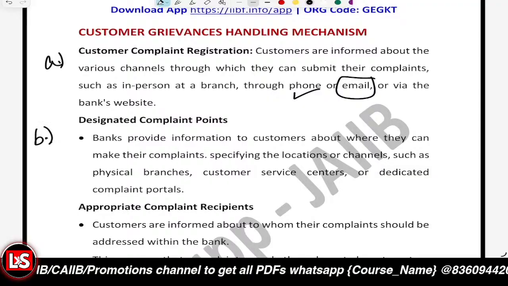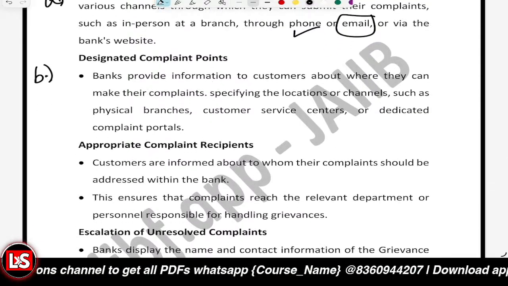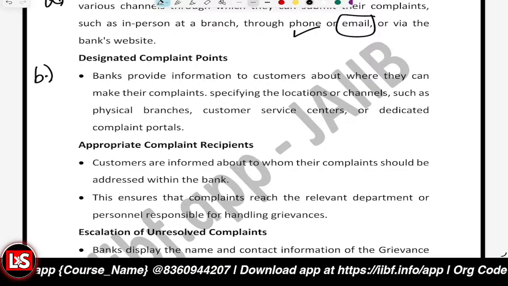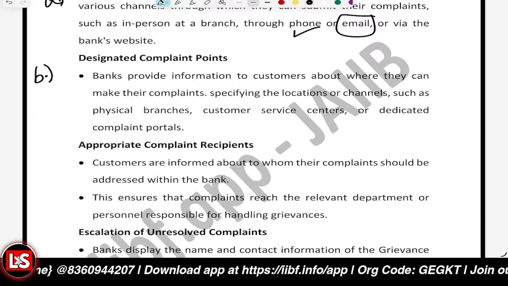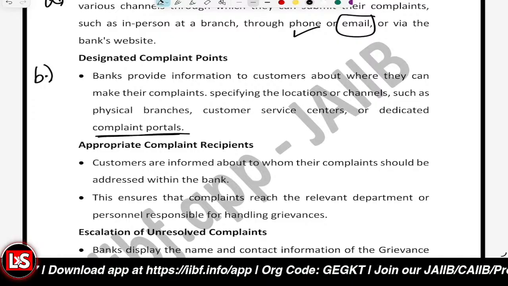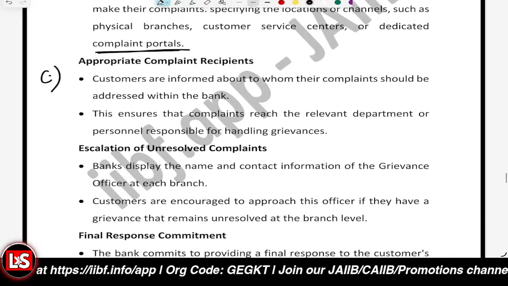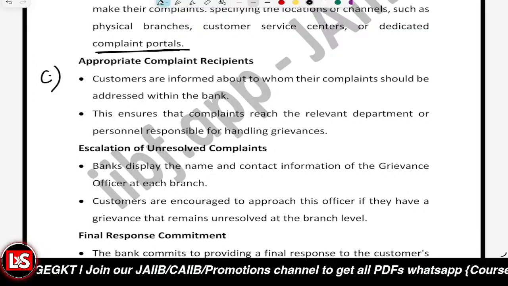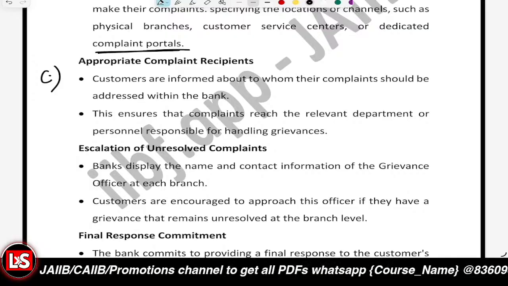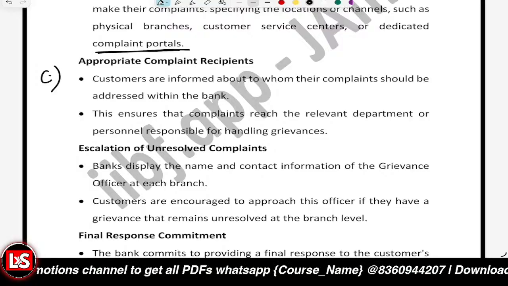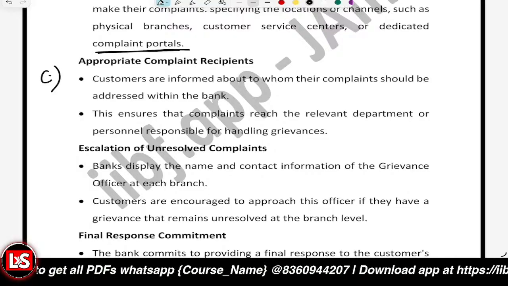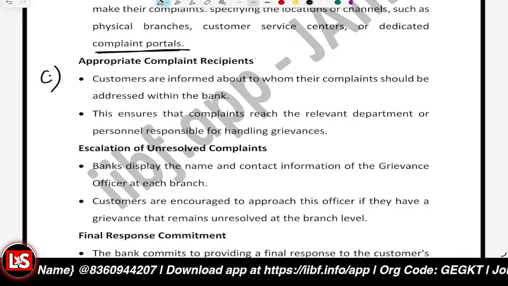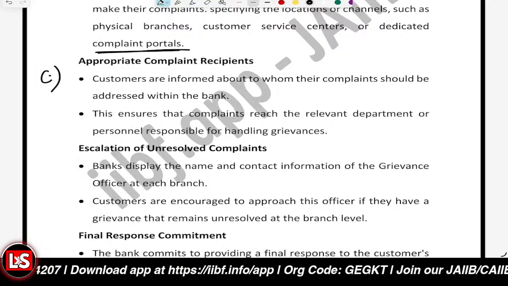The second thing is related to designated complaint points, where the complaints can be submitted. Designated complaint points will be there. Complaint handling locations will be there. Customer service centers are there. Dedicated grievance portals are there, right? And the third one is related to appropriate complaint receipts. Proper recipients should be there who will be receiving the complaints, and a receipt or a reference number is to be given to the customer. The department handling the complaints, concerned officers, and proper escalation will be there so as to ensure that the complaints reach the correct authority for faster resolution. So proper machinery is there.